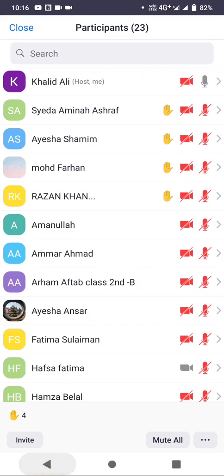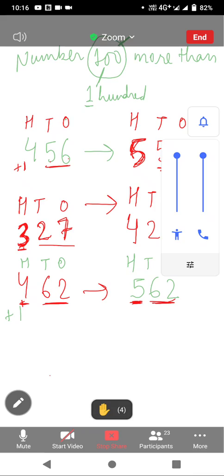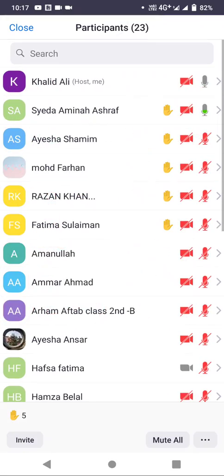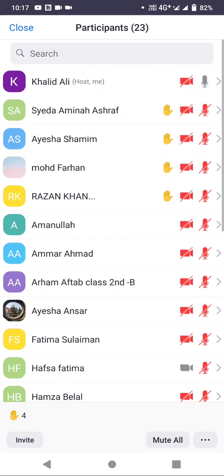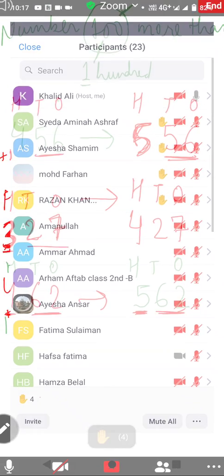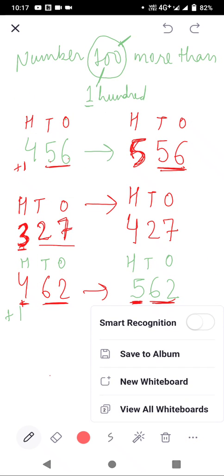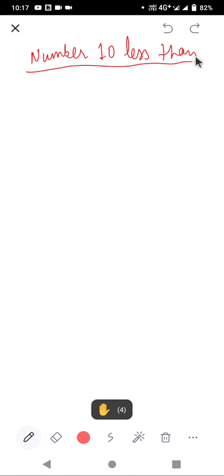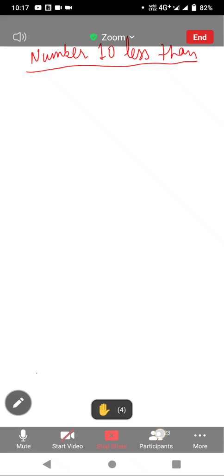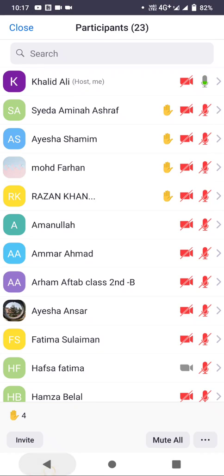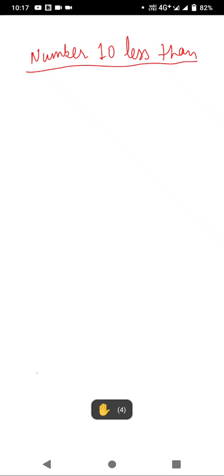Understood everyone or not? Yes, sir, I have understood. Okay, so now I am telling you about the number 10 less than. Students, tell me, to find out 10 less than, what do we do? Subtract or add? Subtract.